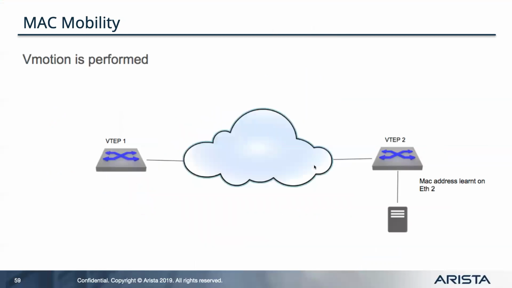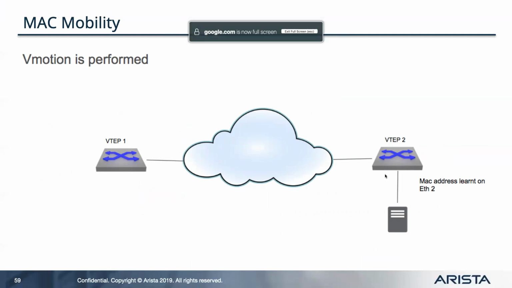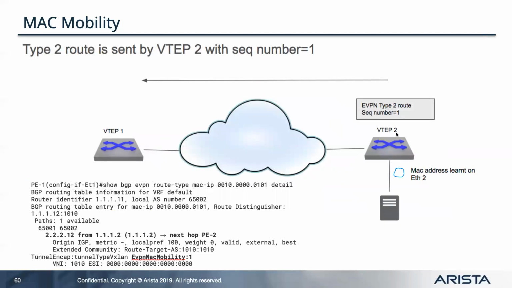Now let's say we do vMotion. We perform vMotion and move that host from VTEP1 to VTEP2. What will happen? This MAC will be learned here, and then the host will send out a GARP.